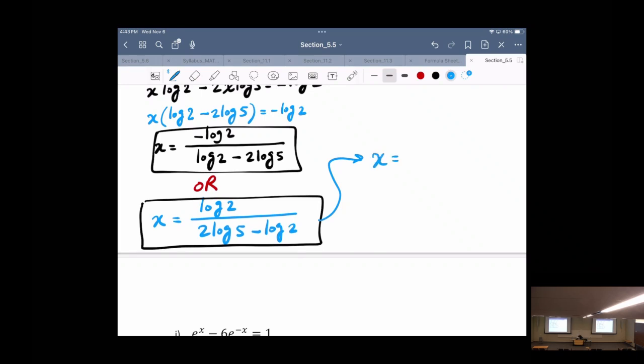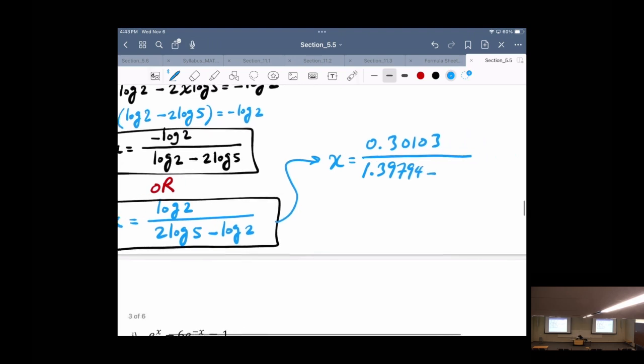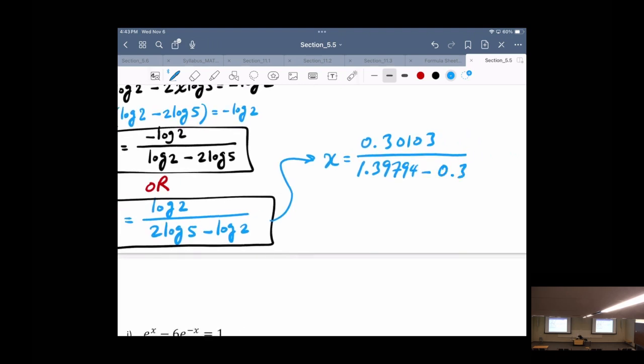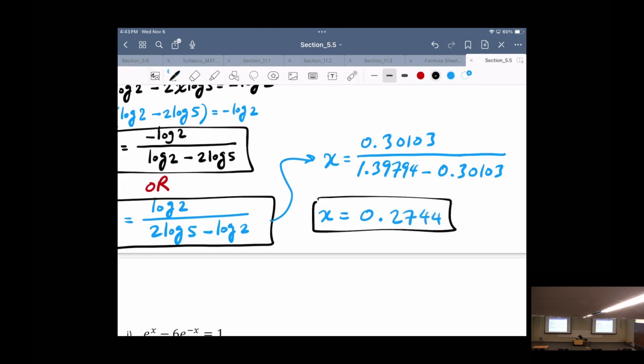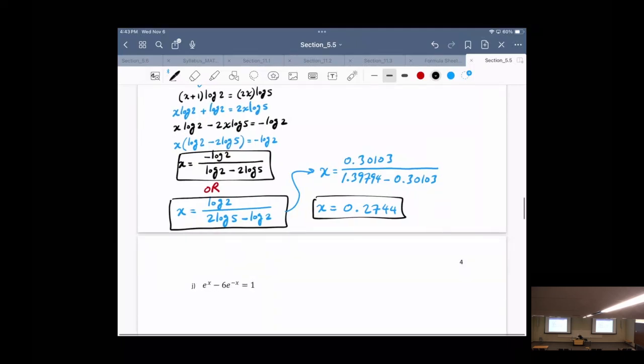You can calculate the numerator, which is 0.30103, divided by, let's see, 1.39794 minus 0.30103, and that gives you x equals 0.2744, like that. Okay.